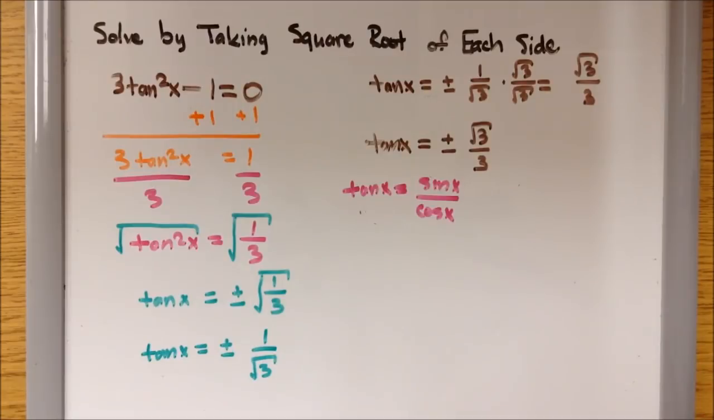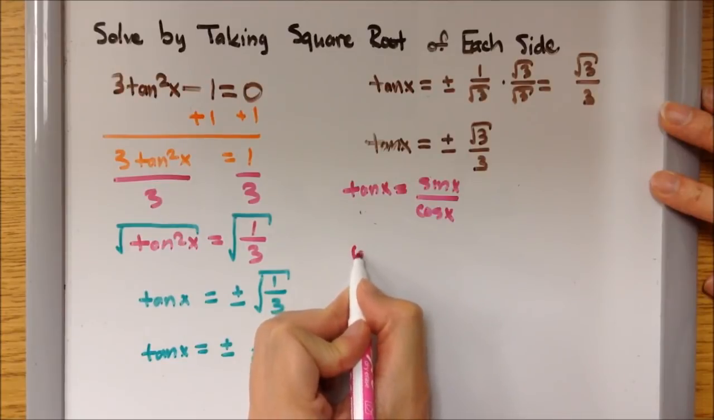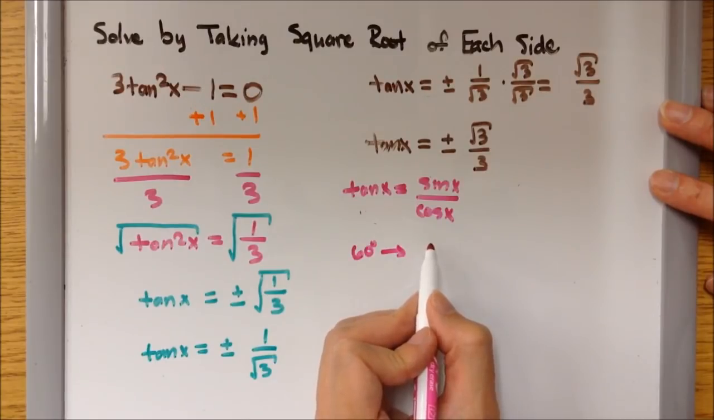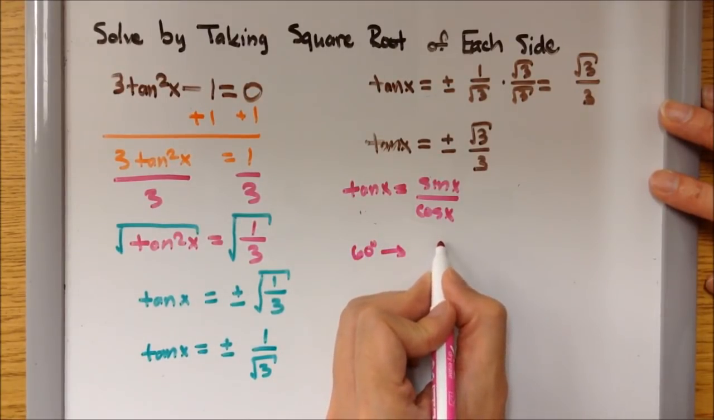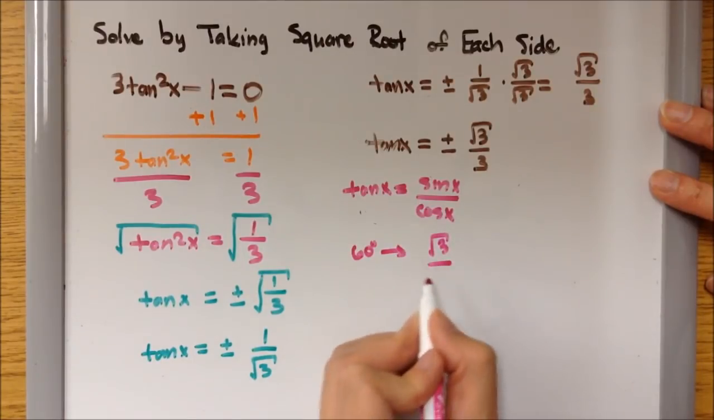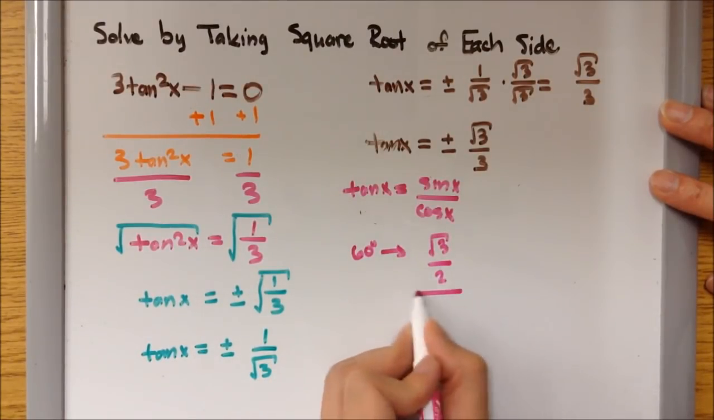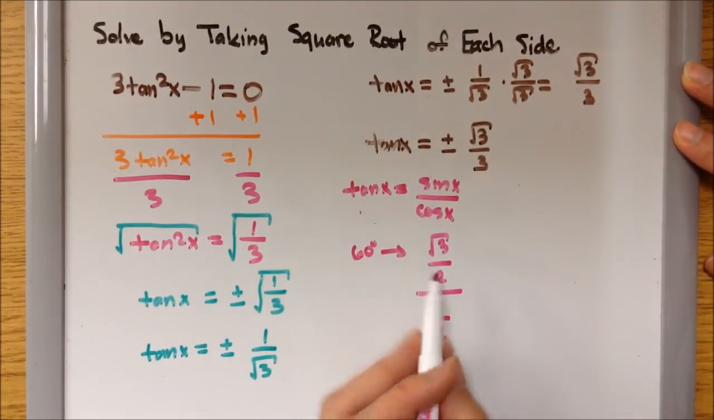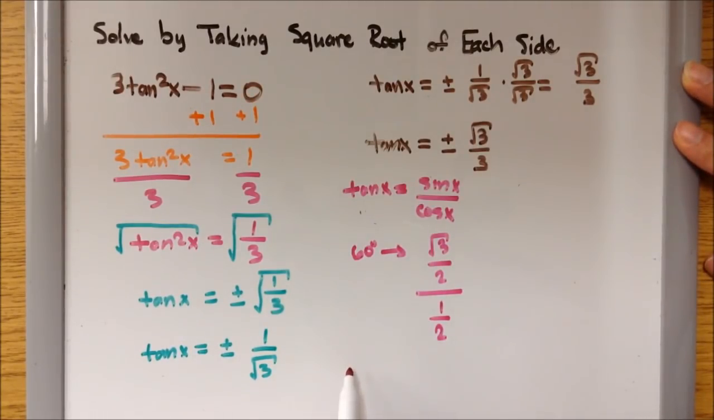So for example, let's take a look at 60 degrees. At 60 degrees, sine of 60 will be square root of 3 over 2, and then cosine of 60 will be 1/2. So basically this is the coordinate: 1/2 and square root of 3 over 2. This is 60 degrees.